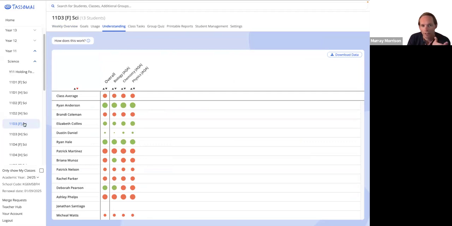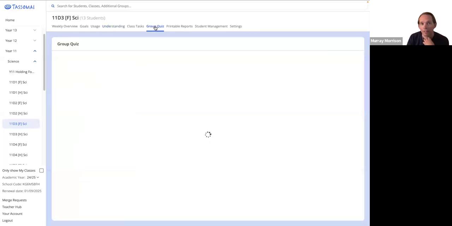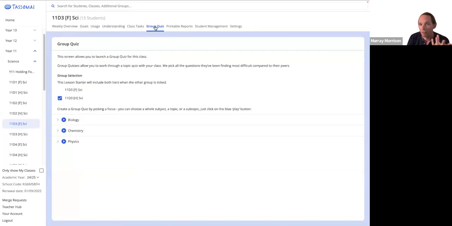So for any given class, this is a foundation tier set 3. I'm going to go to the top here where it says group quiz. And that won't be visible to you if you don't have this feature switched on, most of you right now, but when you have it switched on, you'll see group quiz appears up here. So you simply click on that to set a group quiz for 11D3.